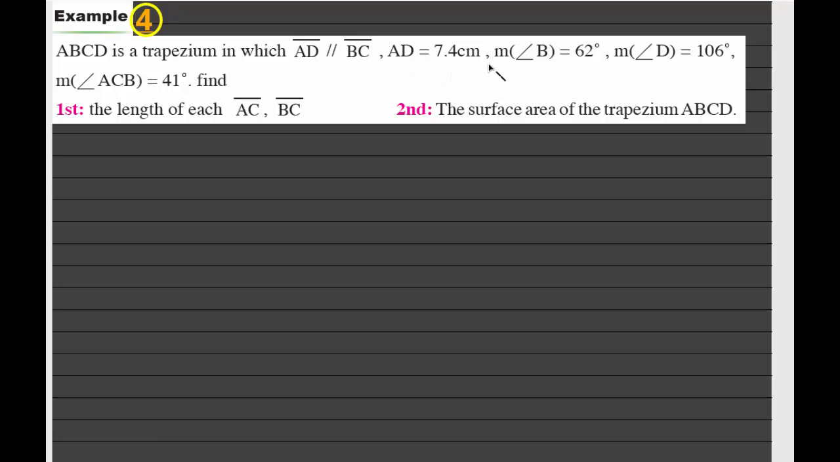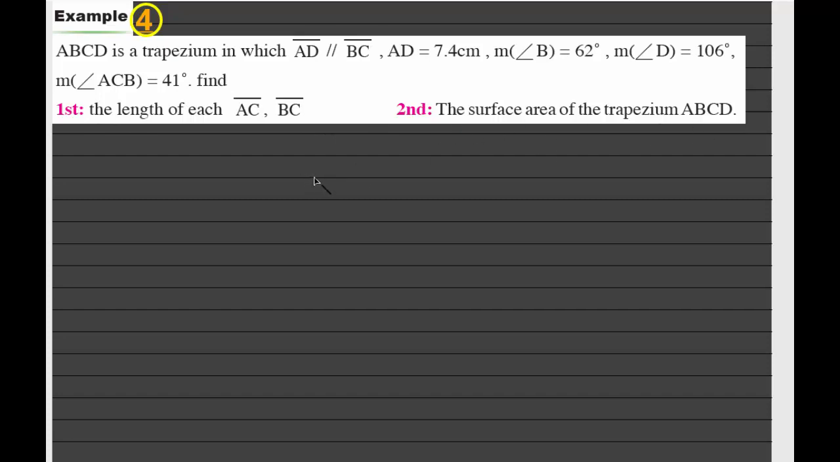Next question. We have ABCD is a trapezium in which AD is parallel to BC and AD equals 7.4 centimeters. Measure of angle B equals 62 degrees. Measure of angle D equals 106 degrees. And the measure of angle ACB equals 41 degrees. Find the length of each of these, and so on.